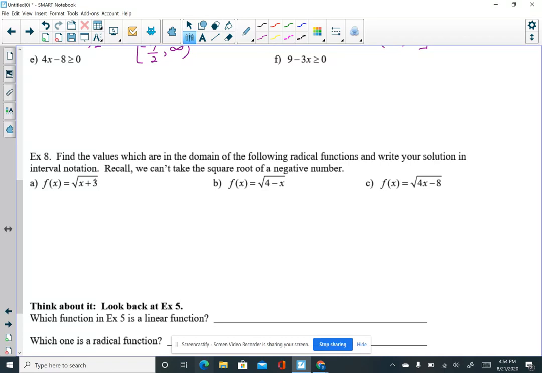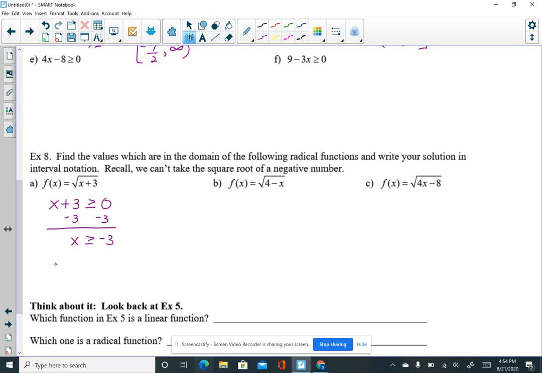So what that means is I need to figure out where this is positive. I need to make sure that this argument underneath the radical here stays positive. So I set x plus 3 greater than or equal to 0, because I can take the square root of 0, okay, and the greater than or equal to makes it positive, okay? So I just solve for x from here. So subtract 3. X is greater than or equal to negative 3.